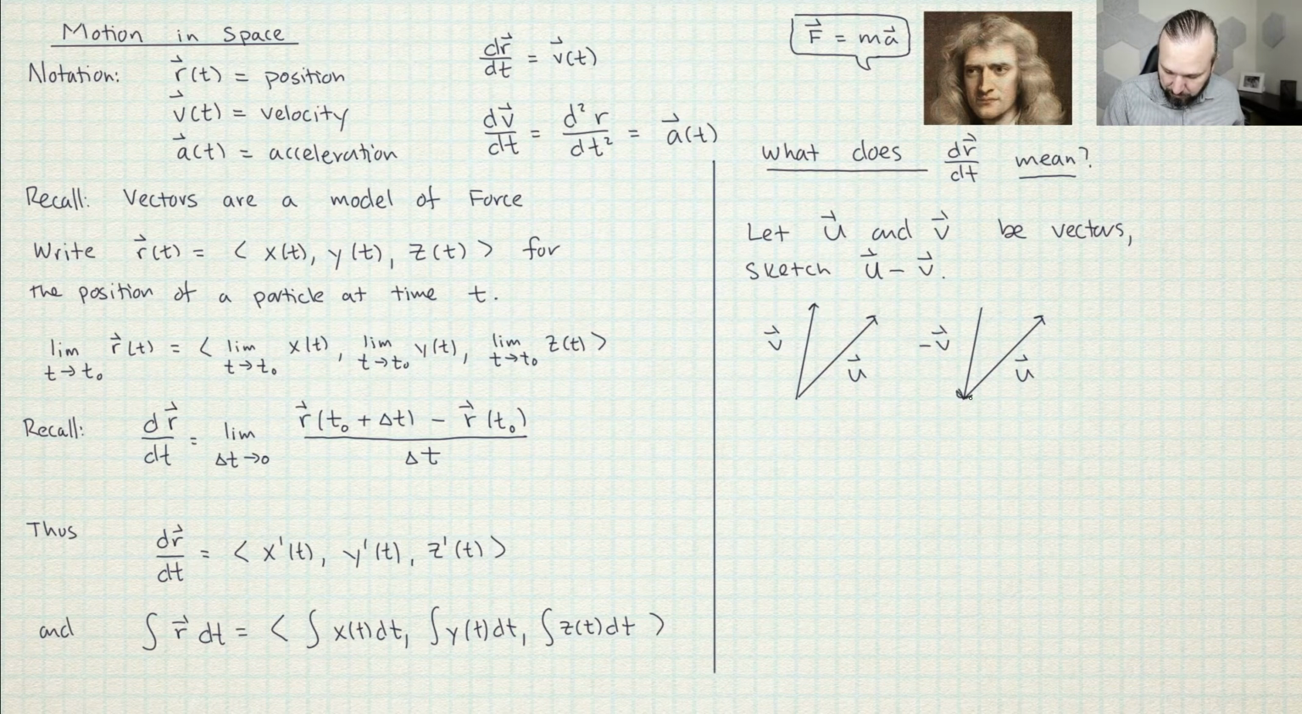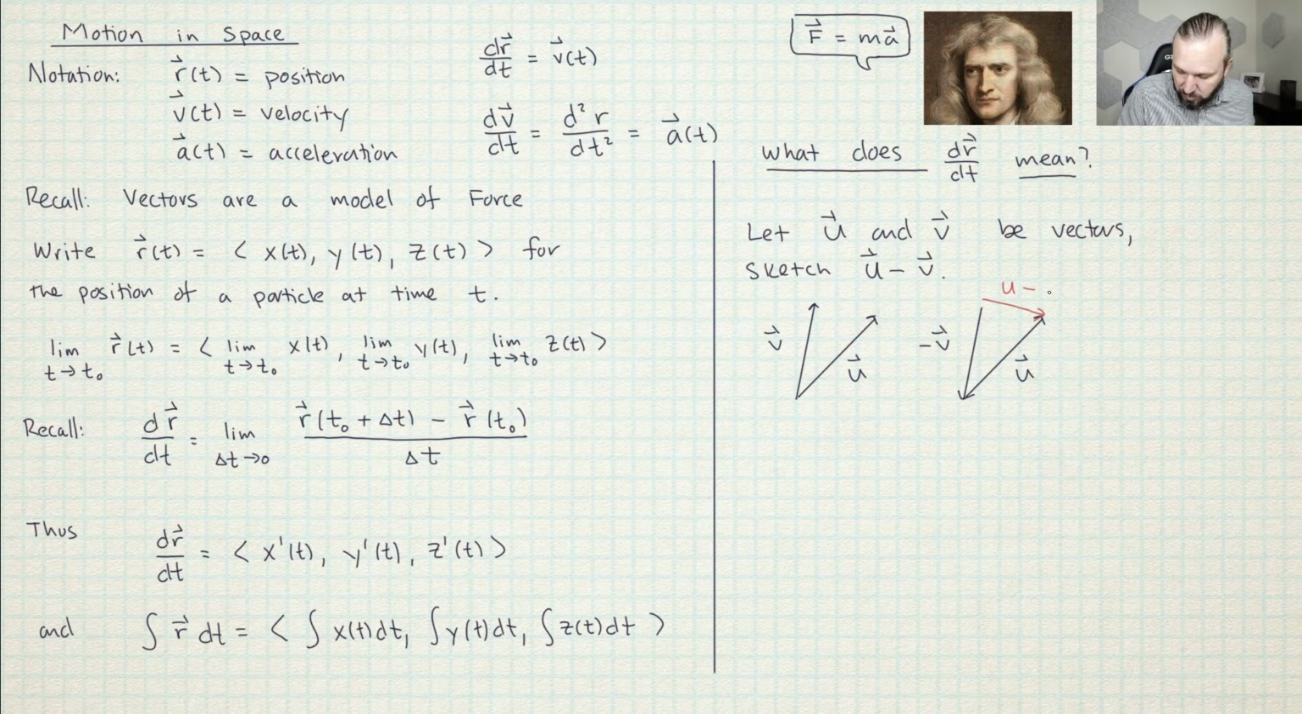But now, since I'm not doing v, I'm doing negative v, I will reverse the direction of v. Okay. And now, the way that you add vectors, so now I'm just doing u plus negative v, is you just start at the initial point of one of the vectors and you go to the final point of the other vector right there.